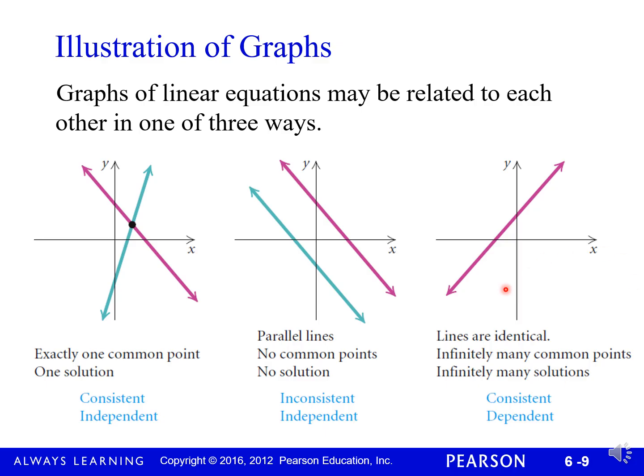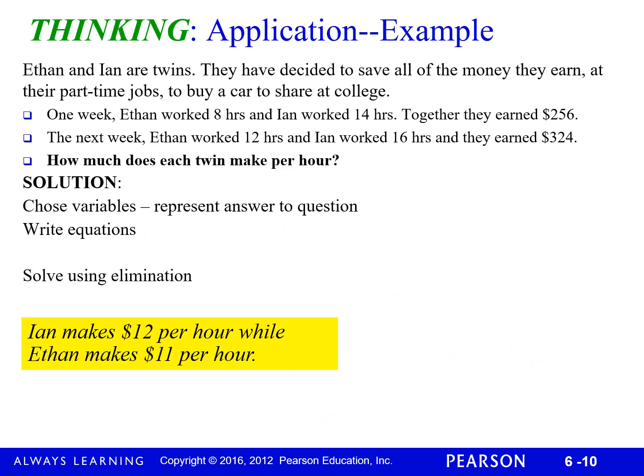Here you can't actually see it, but the idea here is that one line is on top of the other. The lines are identical, and so they have an infinite number of common points. Whatever point is on one line is on the other, and there's infinitely many solutions. So this is consistent because it has a solution, but it's dependent because they are actually the same line. All right, so let's look at an example of how this works out.